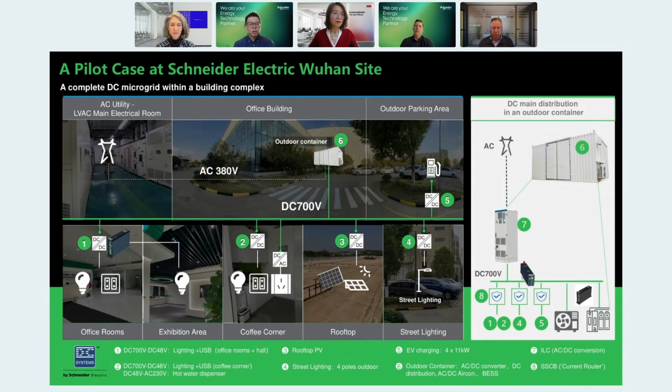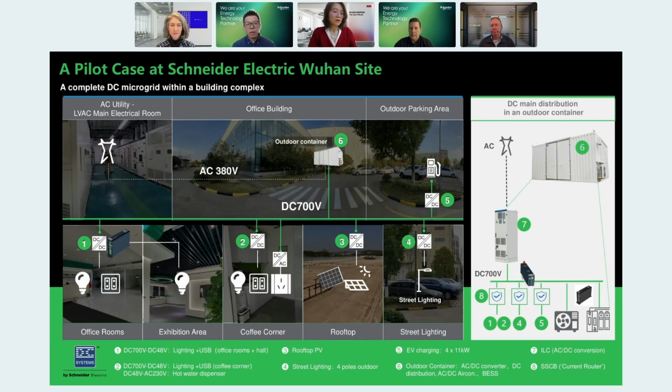So today I'm glad to share with you a recent pilot case, which we did at the Schneider Electric Wuhan site. This is a manufacturing site, and this is a complete DC microgrid within a building complex. We did this several years ago, and now I'm happy to share with you some of the experiences of running COS-based systems, since this installation is set up based on the current OS principle.